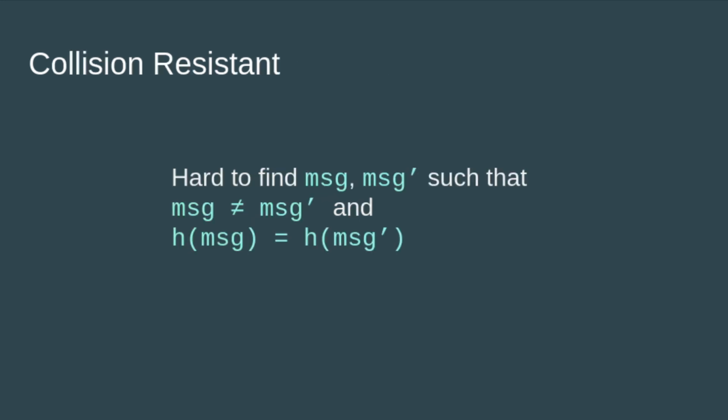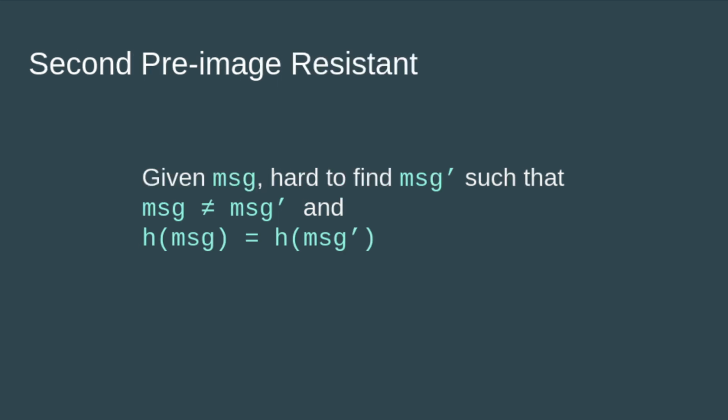So let's talk about collision resistance first. This is the strongest property. This says that it is hard for the attacker to find two messages, let's say M and M prime, such that they are not equal, M does not equal M prime, and the hash of these two messages is equal. So the hash of M equals the hash of M prime. This is what it means to be collision resistant. And a cryptographically secure hash function is collision resistant. It has to have this property.